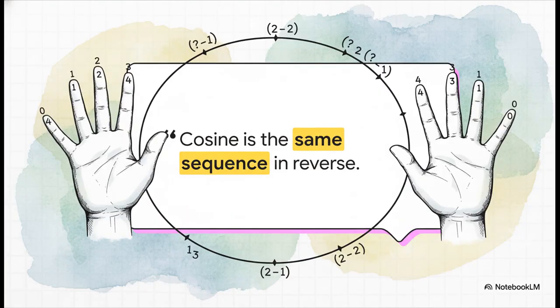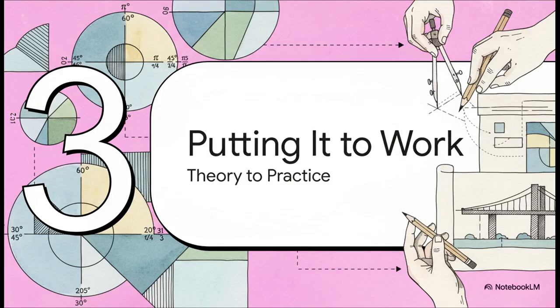Now, what about the cosine values? Well, this is the best part. You don't need another trick. The whole secret is that cosine is just that exact same sequence, but backwards. It starts at 1 and counts down to 0. It's that simple. You've just generated all the coordinates you need by counting from 0 to 4. Pretty cool, right? Great, so we have a trick to remember the coordinates. But so what? Why does this even matter?